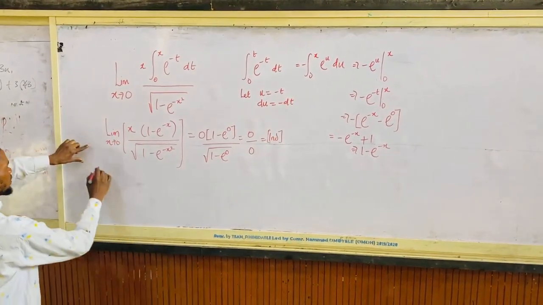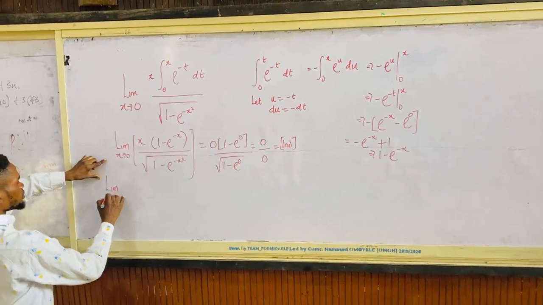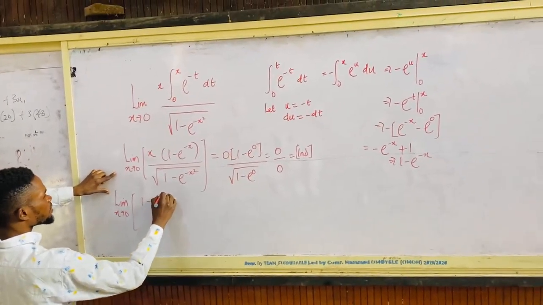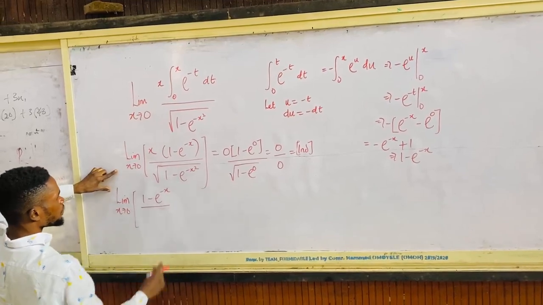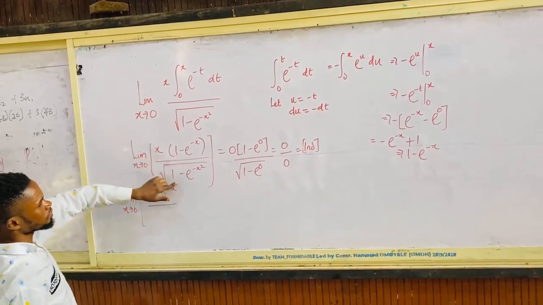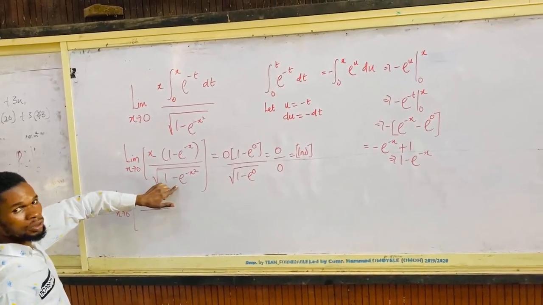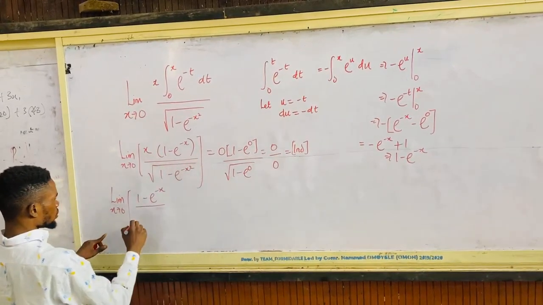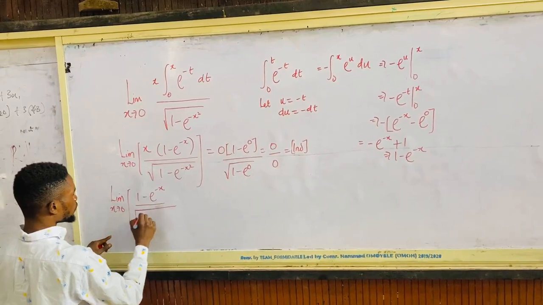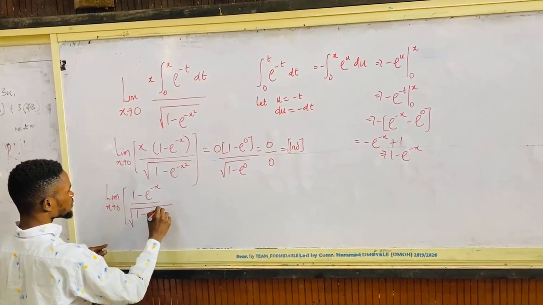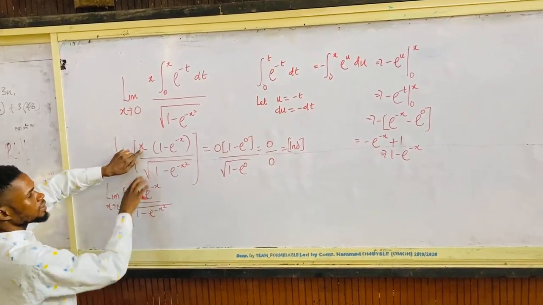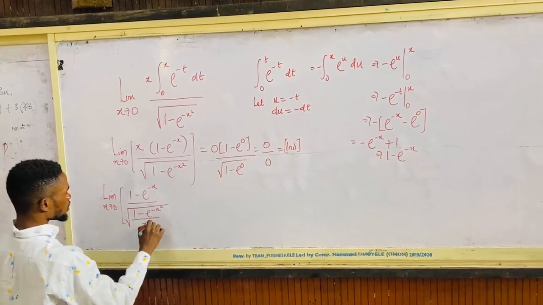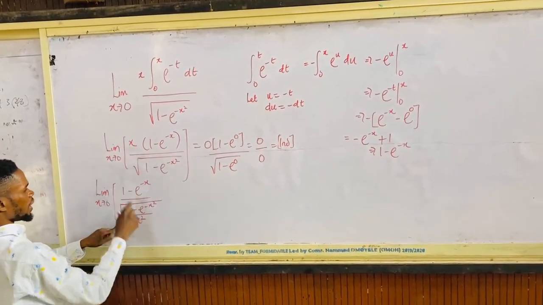Now we can rewrite the limit of the function as 1 minus exponential minus x over, we can bring this x to the denominator. And this denominator here has a square root. So this can be written as the root of 1 minus exponential minus x squared, over x squared, because the square root of x squared is x.